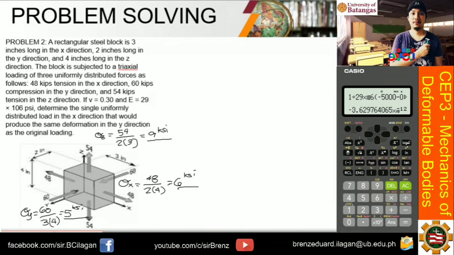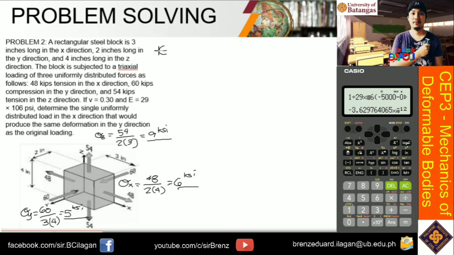Tama. Okay guys, so since na-solve na natin yung mga values ng ating stresses, so ano nga required? To determine the single uniform load in X that would produce the same deformation in the Y. Okay, so ang pinapahanap is yung same deformation with respect to sa Y. Again, so ang gagamitin nating formula dito is yung may kinalaman sa Y.